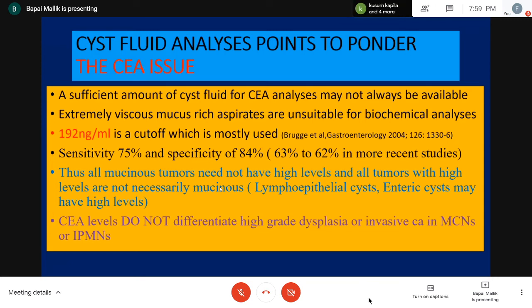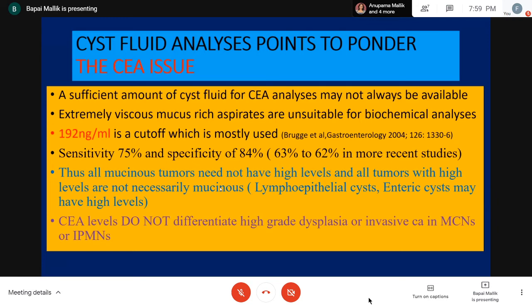And it has been seen that if you raise the cutoff levels, then you are going to miss some of the cysts, but it's going to be more specific. And if you lower it, it is going to be less specific and more sensitive. So this is roughly about 192, 200. So 192 is actually the point. If you want to remember, 200 is easier to remember. So 200 is pretty good enough. Now, using this, the sensitivity is 75% and specificity is 84%.